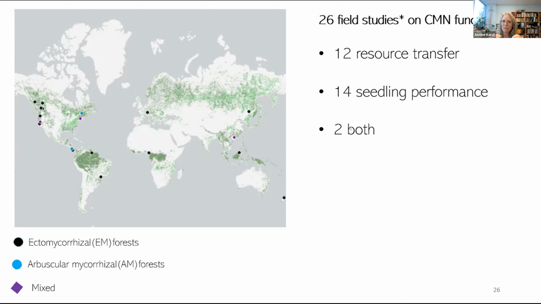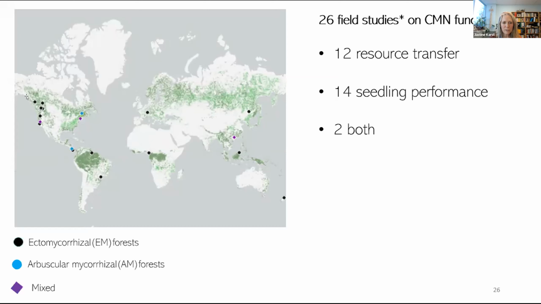But it's important in the future to try to connect those ideas. So we found 26 field studies that looked at these two different aspects of CMN function. 12 of the studies looked at resource transfer, 14 assessed seedling performance. You can see the location of these studies.